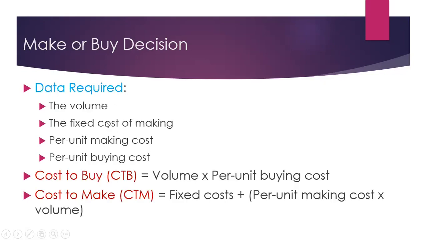For make or buy decision, mathematically, we require the following data: the volume of the product to be manufactured or required, the fixed cost of making, per unit making cost, and per unit buying cost. These four entities are required for mathematical make or buy decision. So cost to buy is equal to volume, that is number of products, into per unit buying cost. Cost to make is equal to fixed cost plus per unit making cost into volume.